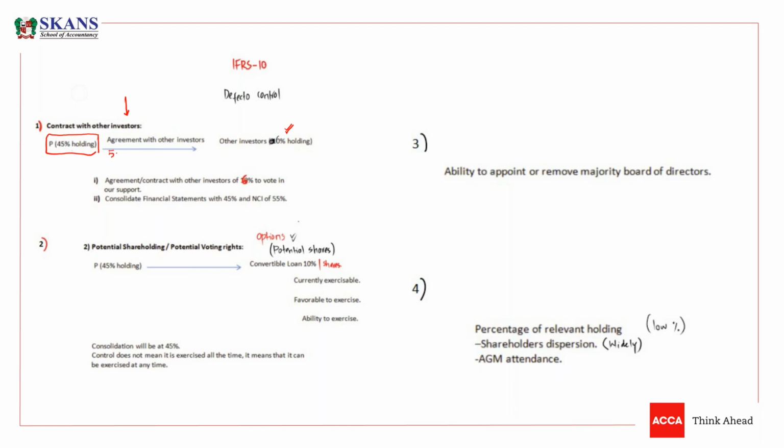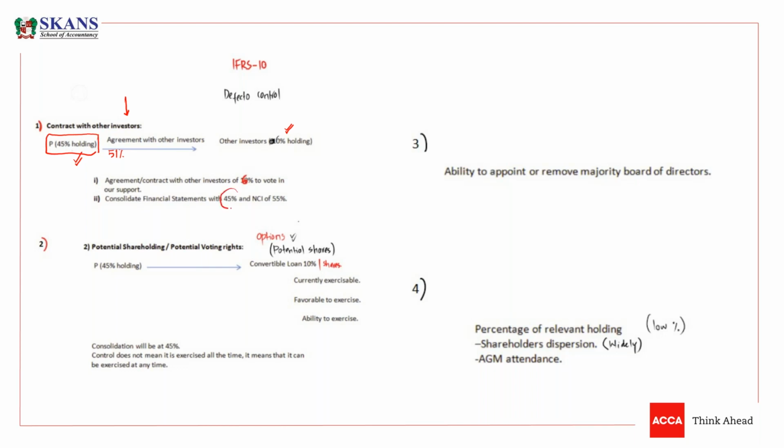Although you are a 45% shareholder, just by agreement with other investors, now you have 51%. So you are controlling the company, you have the ability to appoint and remove the majority of the board of directors. So we would say that in this situation, P company has control over the subsidiary. And if you have control, then you have to say that the company is our subsidiary and you have to consolidate.